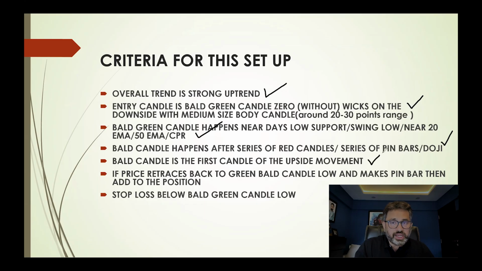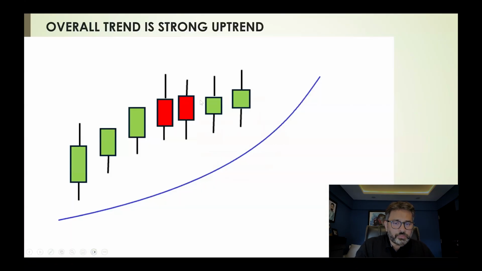The bull candle should be the first candle of the upward momentum. What I mean by that, I'll show you with the image. If price retraces back to the green bull candle's low and makes a pin bar, then you can again add to your position, which you'll see with the image, and the stop loss goes below the green candle's low. This is just a summary. Now I'll show you step by step what this setup is all about with the help of images.